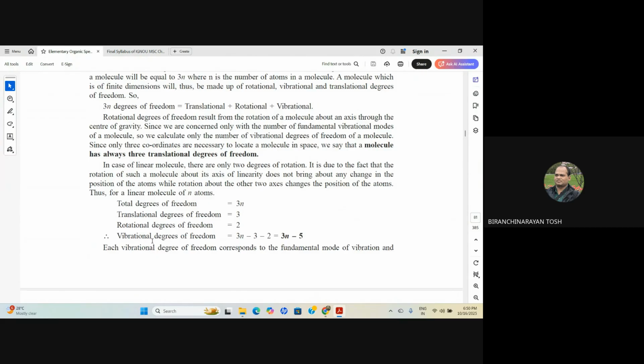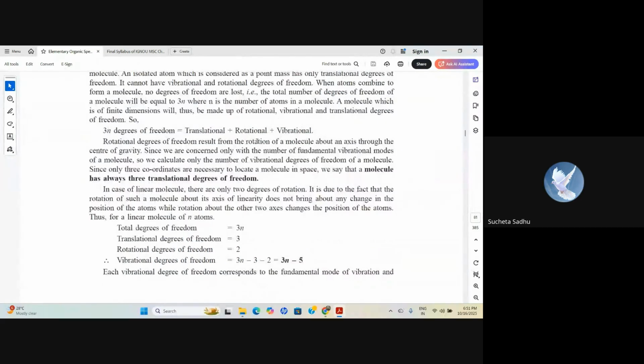So the formula is vibrational degrees of freedom equal to 3n minus 5. There will be only one vibration for a linear diatomic molecule. No bending vibration will be there, only stretching. So oxygen and hydrogen can come in this, only stretching. Hydrogen, oxygen, carbon monoxide, HF, HCl: only one stretching vibrational degree of freedom we will get.